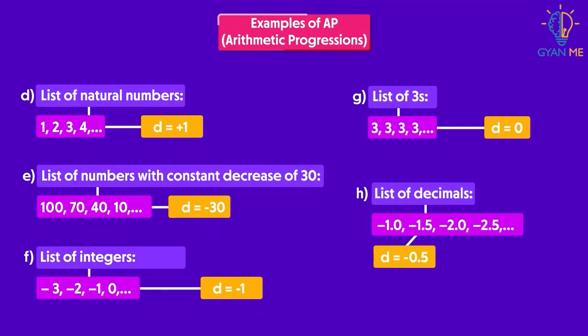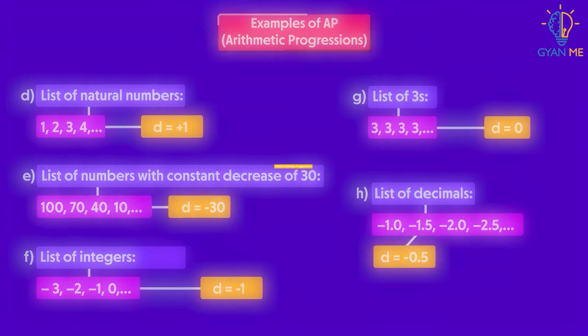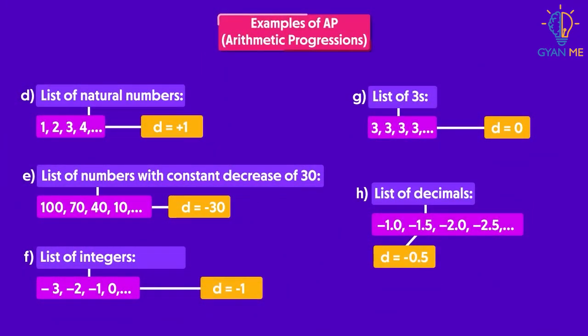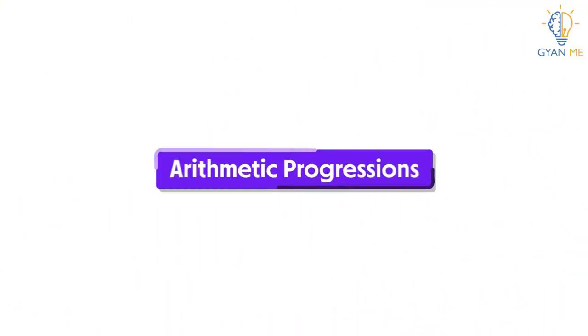Now look at the rest of the examples. Are they finite? Or do they have a fixed number of terms? The APs in examples E to H are not finite APs. It is very clear because they are endless sequences indicated by ellipses or 3 dots. Such APs are called infinite APs or infinite arithmetic progressions, and as evident, they will not have a last term.